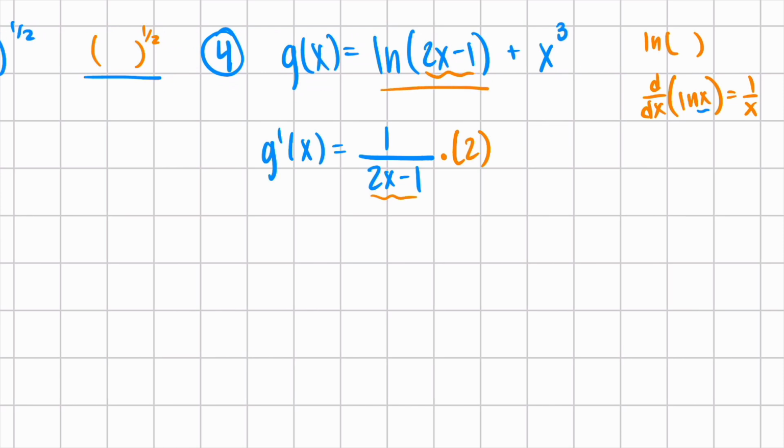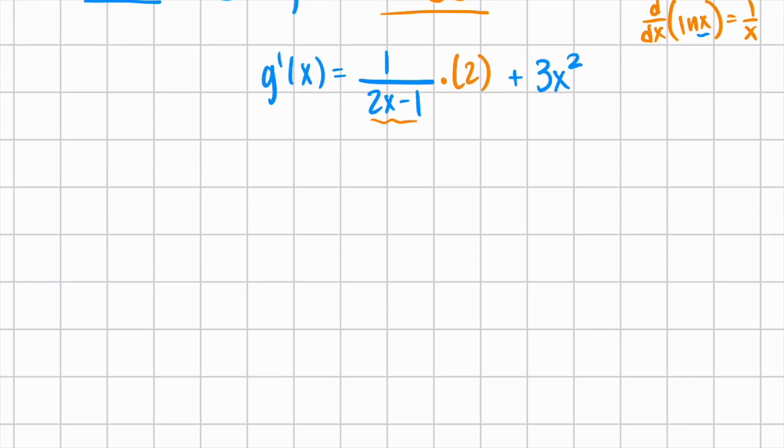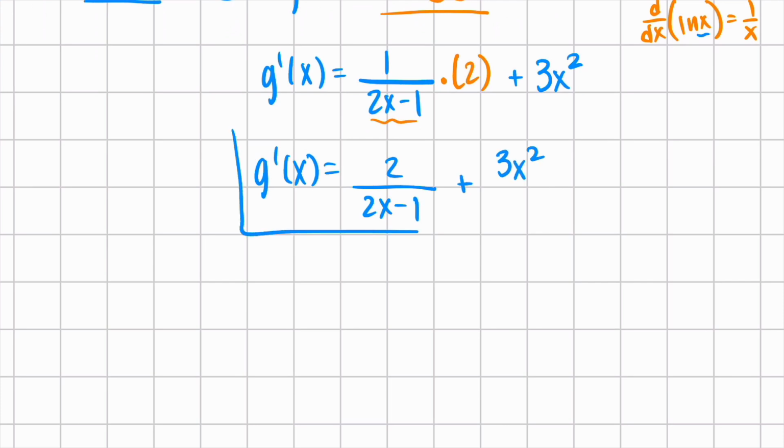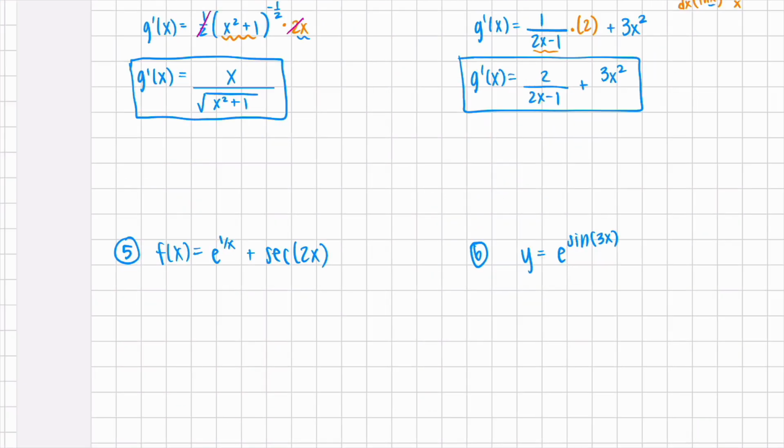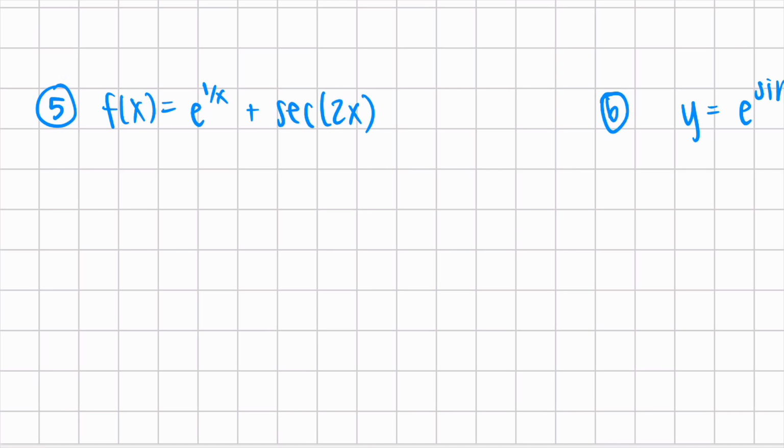Now take the derivative of your second term. This is just going to be your basic power rule. Derivative of x cubed is 3x squared. To clean it up a little bit, I'm going to rewrite it as 2 over 2x minus 1 plus 3x squared. We've got a few more.